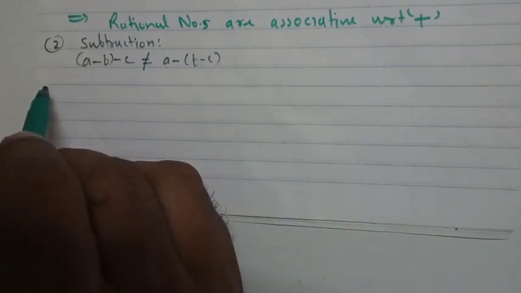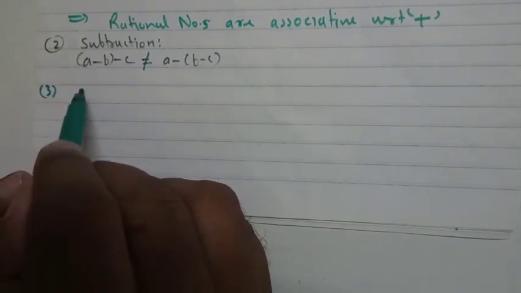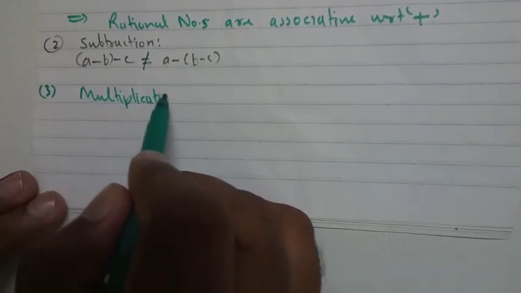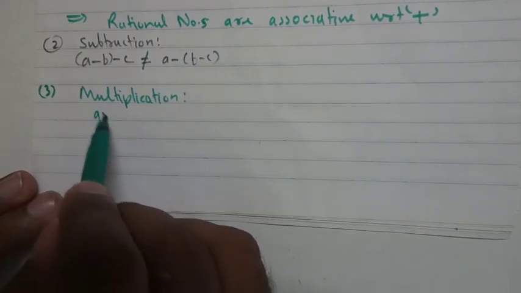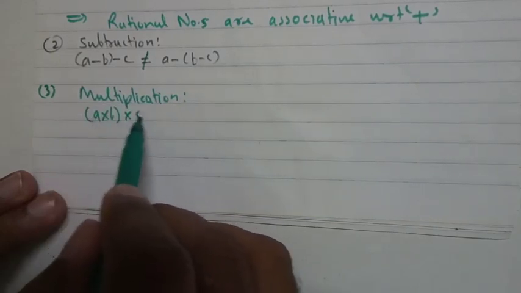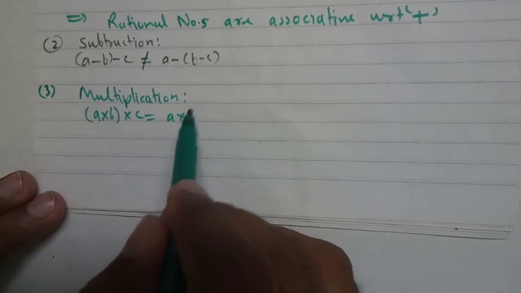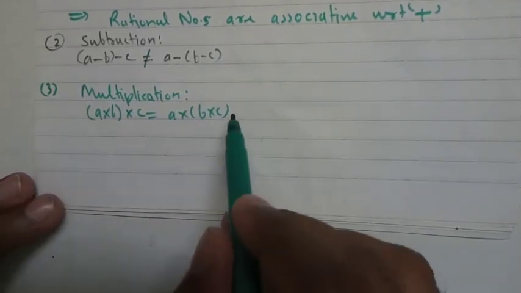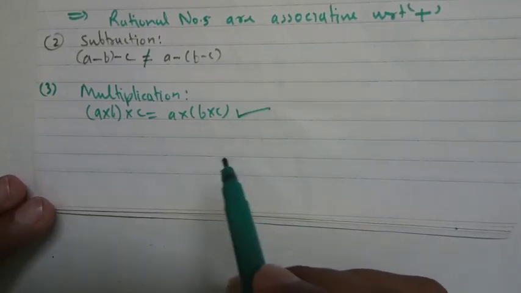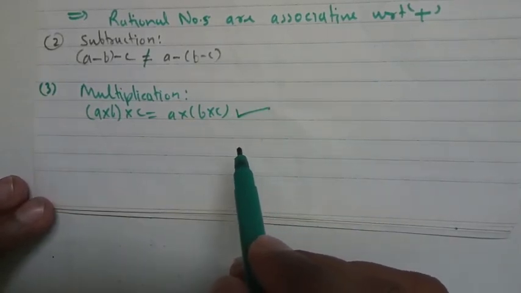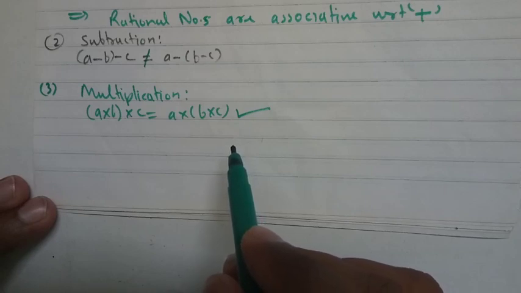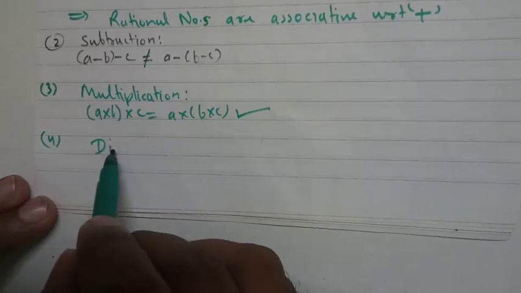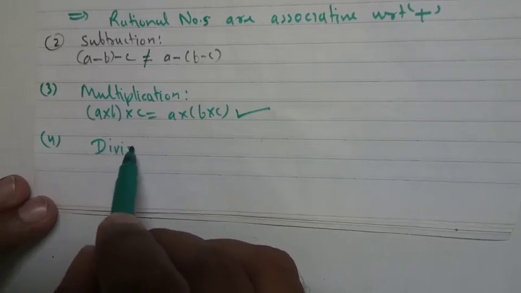Okay, now similarly for the third, if I take multiplication, what do you need to check? a into b into c is the same as a into in bracket b into c. So this is again going to hold. Okay, so under multiplication the rational numbers are associative.